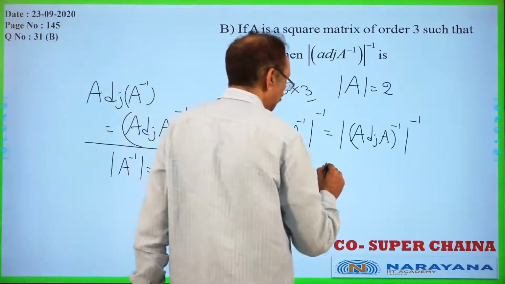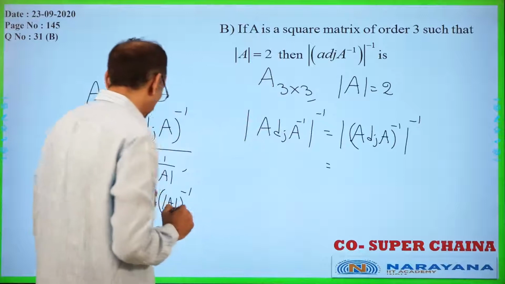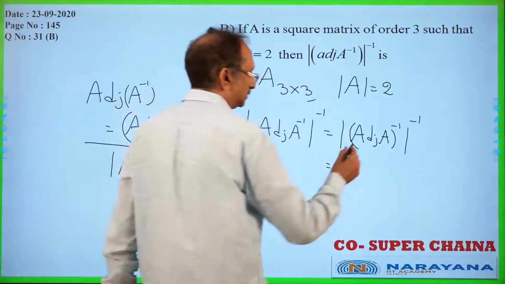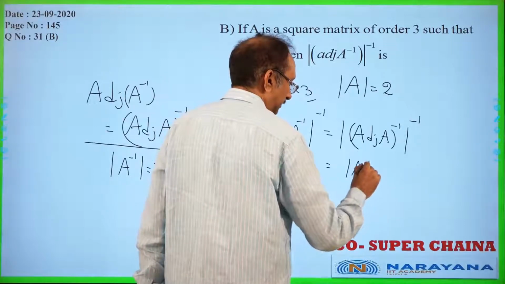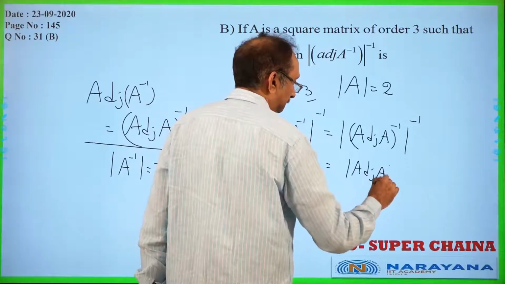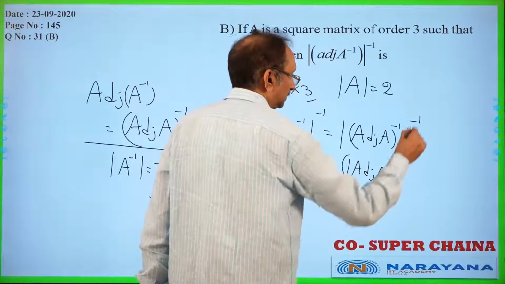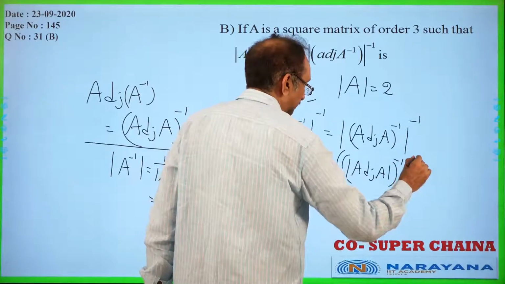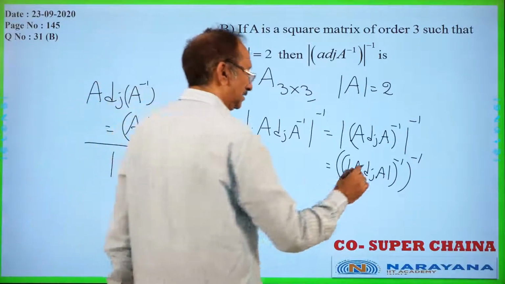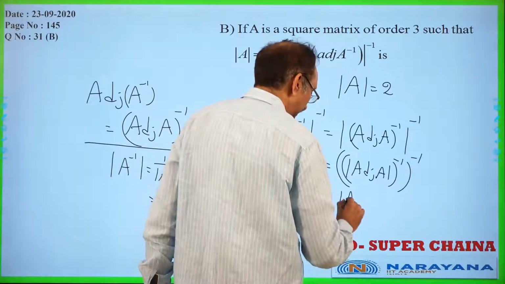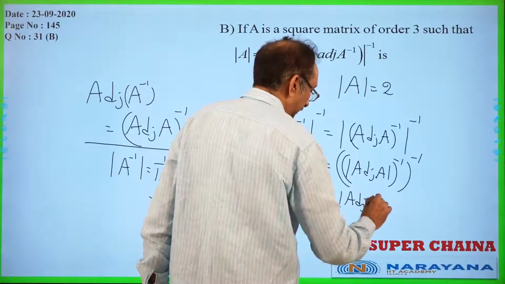Therefore, det A inverse is 1 by det A, that is det A power minus 1. Similarly here also, det adjoint A inverse is det adjoint A whole inverse. Again there is another whole inverse, whole power minus 1, whole power minus 1, and both will cancel. So that is equal to the determinant of adjoint A.